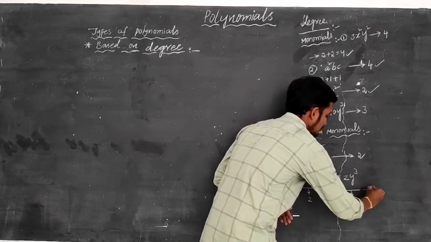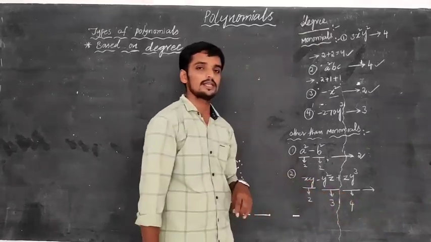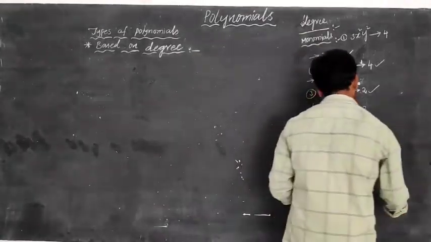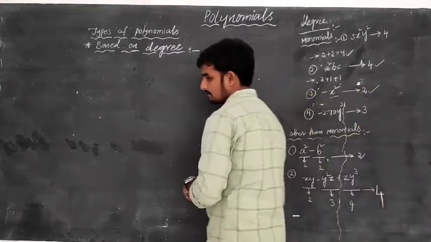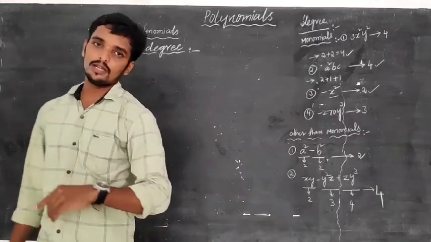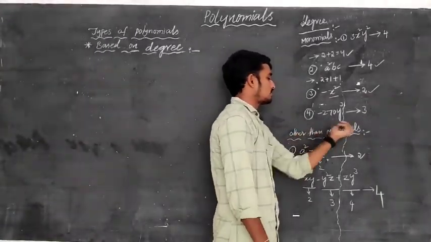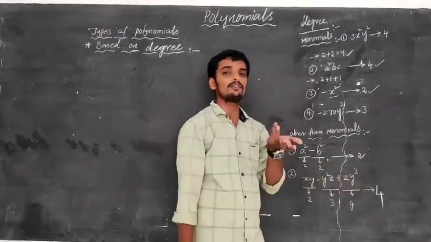So, what is the highest number among 2, 3, 4? Highest number is 4. So the degree of the given polynomial is 4. Did you understand, my dear students? Other than monomials, find the degree of every term. Every term is a monomial.